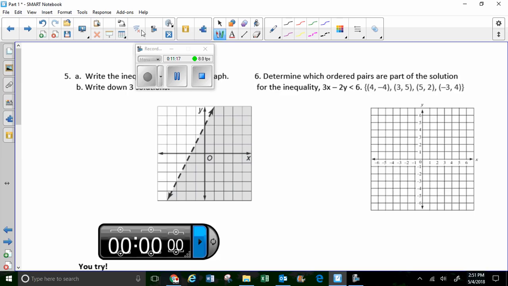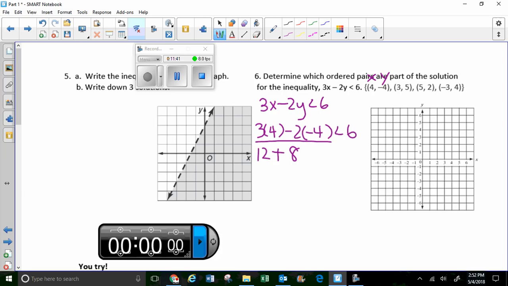So how you would handle that is you would just take your inequality, so 3x minus 2y less than 6, and you would plug in each ordered pair and see if it gives you a true statement. So let's just try that with the first one. I'm going to replace x with 4. I'm going to replace y with -4. And I want you to just simplify the left side. So 3 times 4 is 12, plus 8, that's -2 times -4. And then 12 plus 8 is 20. Is 20 less than 6? No. So 4, -4 would not be a solution.